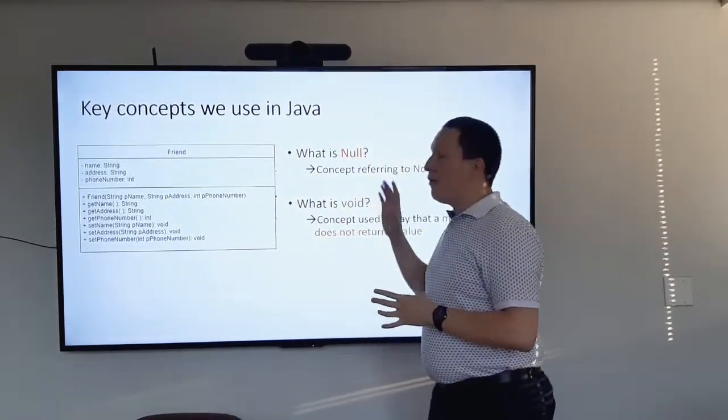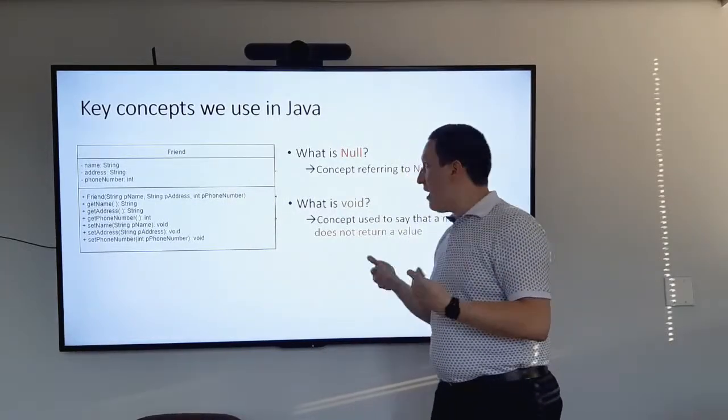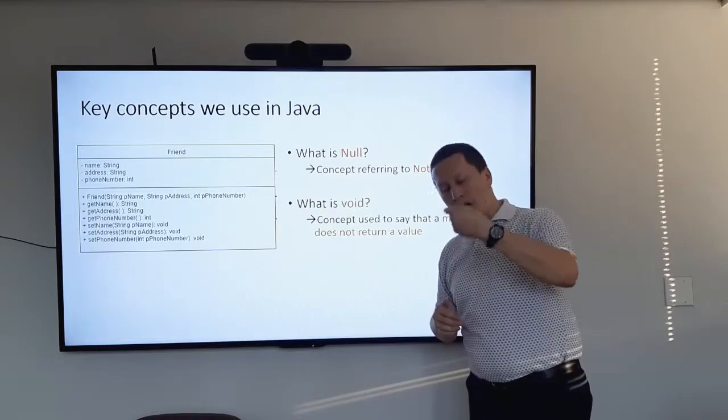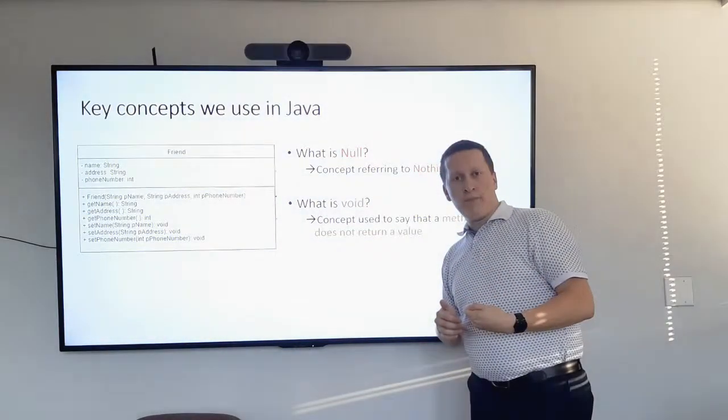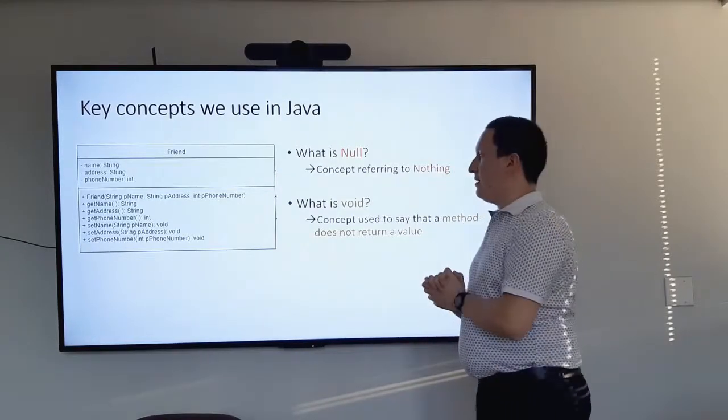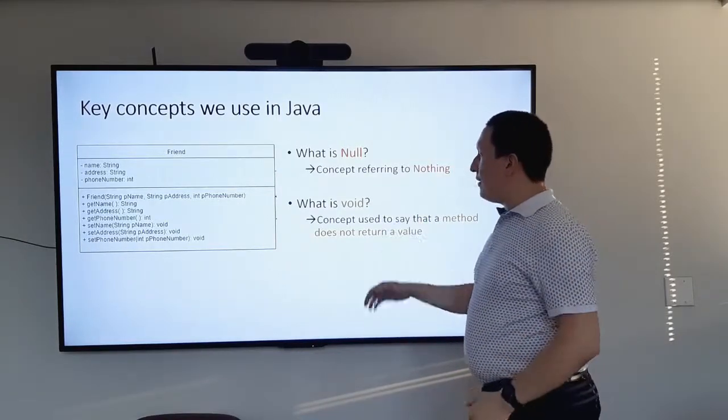And that's something that you're going to get used to in Java when it comes to referring to objects, their existence, and their actual representation in memory. If there is no instance, there is a null. As simple as that. We also have the word void.